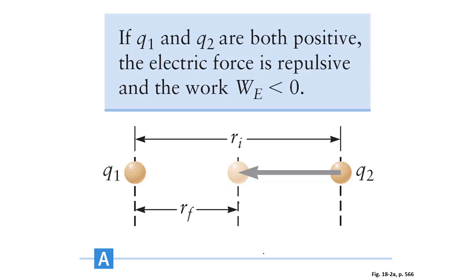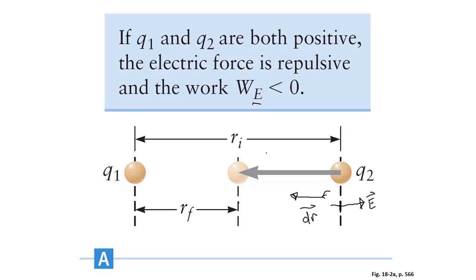Two charges exert forces on each other. If both Q1 and Q2 are positive, the electric force is repulsive, so the electric force is going to point rightwards in this picture. And in this picture, the displacement, dr, is leftwards, so they are anti-parallel. Cosine of 180 is -1, so you end up with a negative work done by the electric field, positive work done by the external agent.